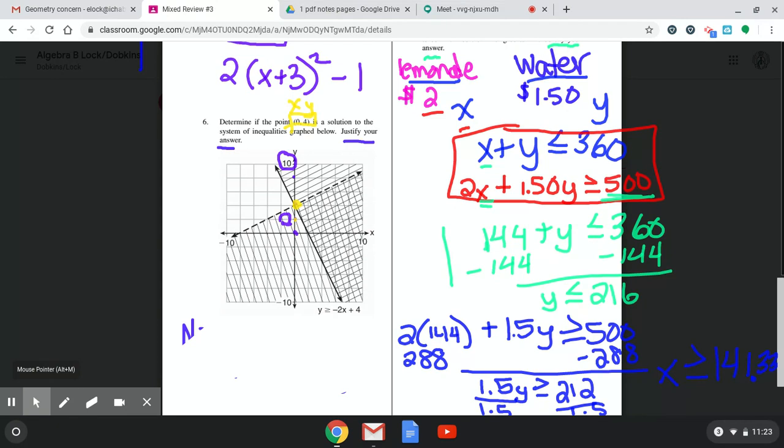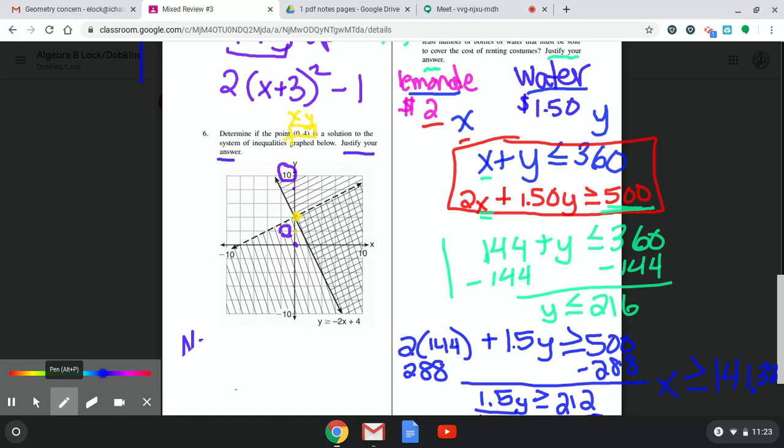Nope, I'm sorry. We're going to round up because we want to earn at least the 500. So the best answer here is going to be 142 bottles. Sorry, I'm all over my screen, guys. But I think we get the case. My variable is backwards. Y should be greater than or equal to 141. So we're going to bump up to 142 bottles of water. So that was our whole mixed review number 3.